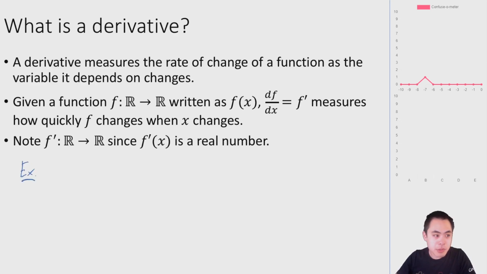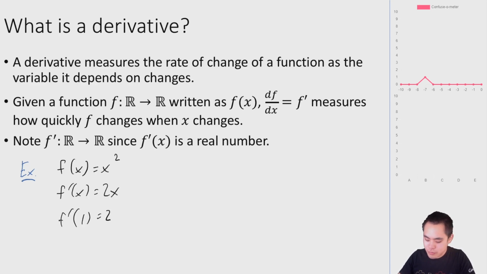So let's give a quick example of this. Let's use the parabola, which is a very nice non-trivial function. f of x is equal to x squared. Then f prime of x is equal to 2x. And so you might have f prime of 1 is equal to 2.